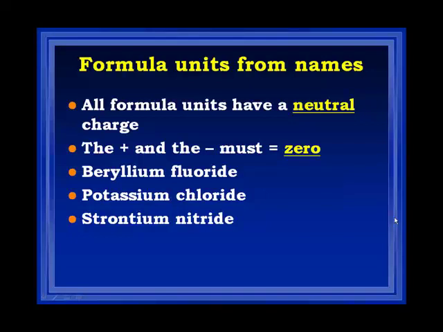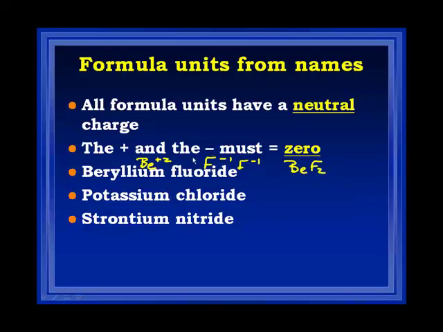Remember, all formula units have to have a neutral charge. This means the pluses and minuses have to cancel out to zero. So if we take a look here at my three examples, I've got beryllium and fluoride. So write these out here. You've got Be, find them on your periodic table. Be has a charge of +2, and then fluoride has a charge of -1. And so it's going to take 2 of the fluorines to cancel out the beryllium. So then my formula is BeF2.